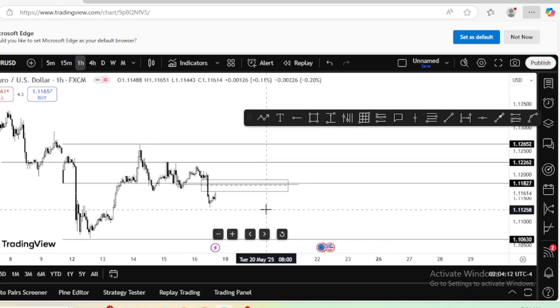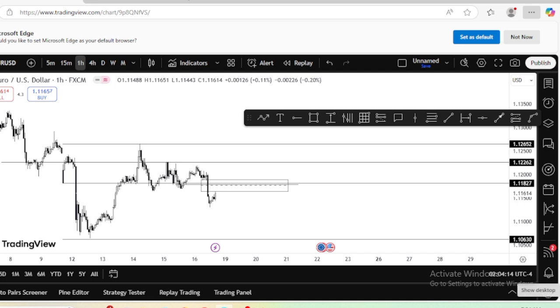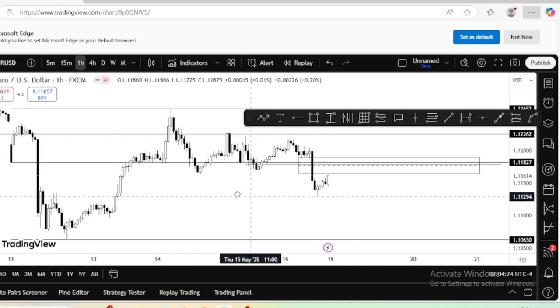The only thing is that we have news till Thursday. So Monday may just come and sweep out all these highs here, then consolidate here. Then before you know it, we continue dropping lower.